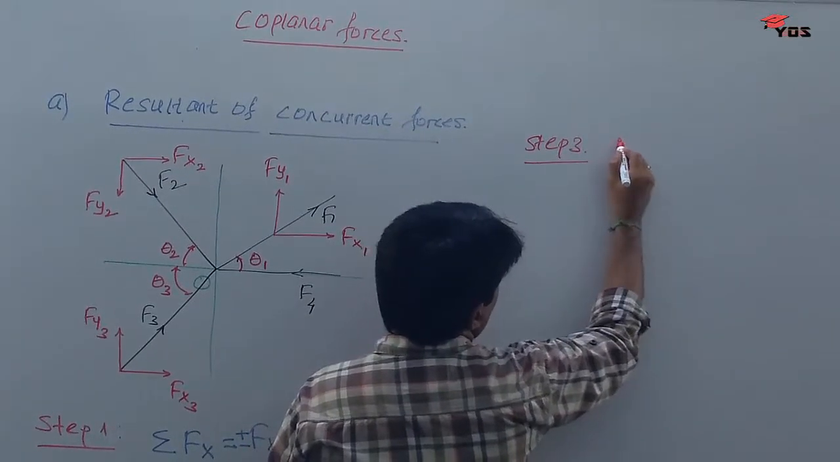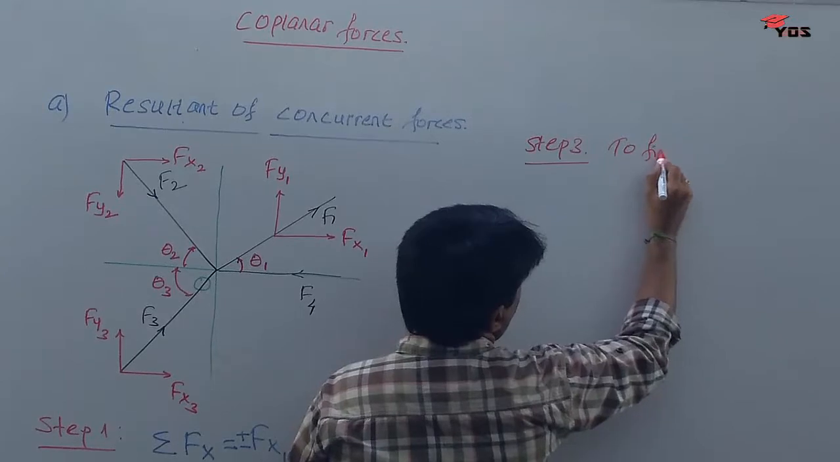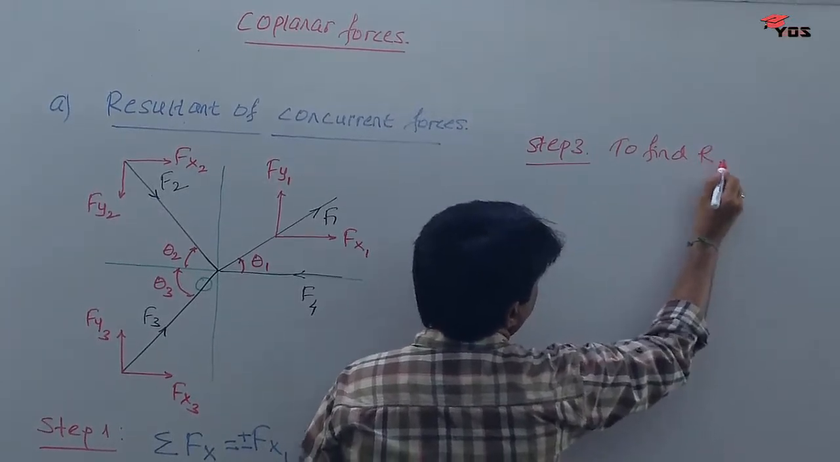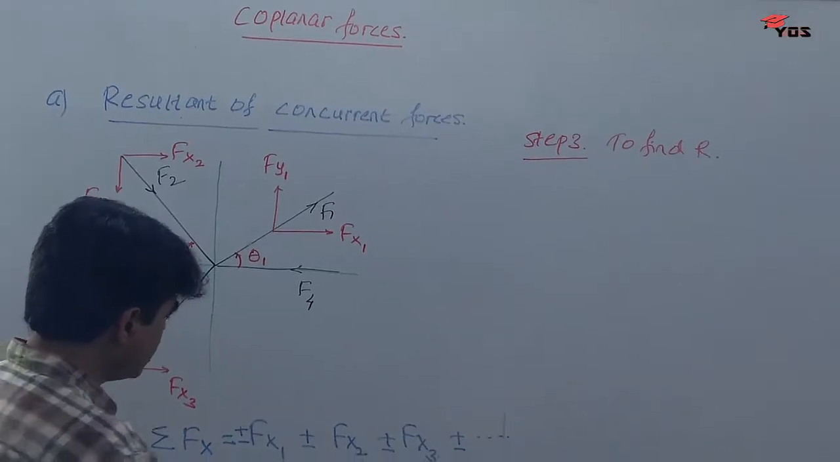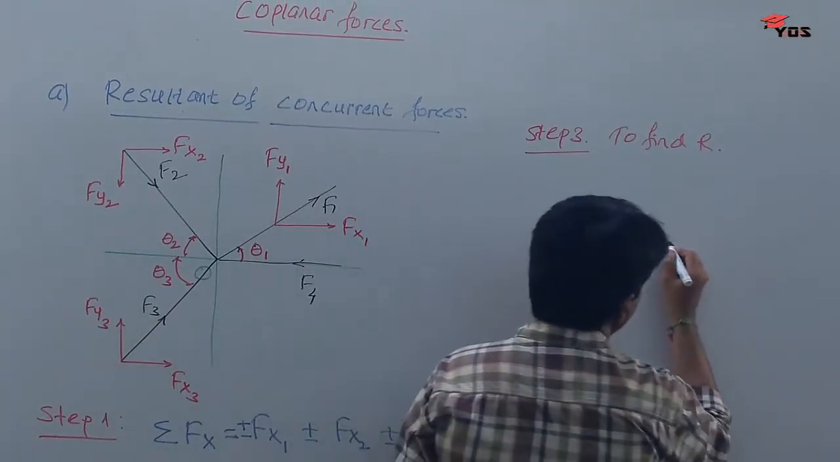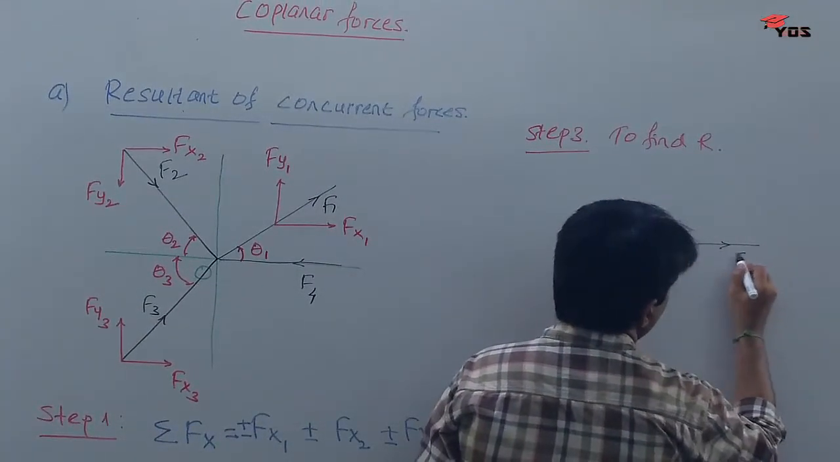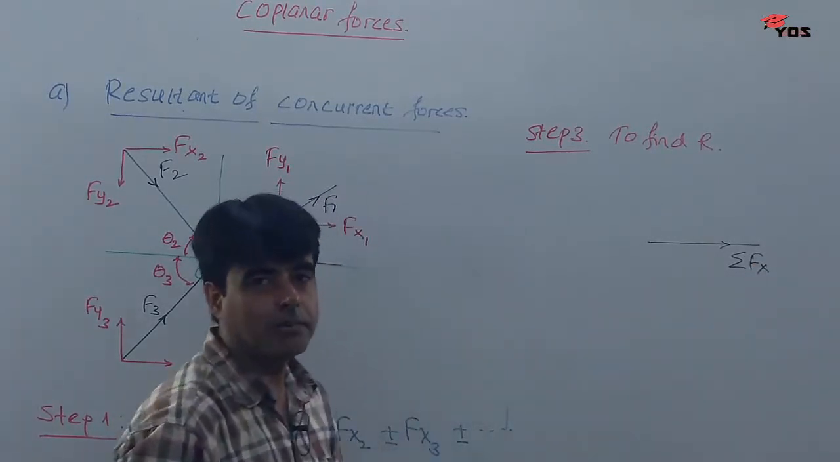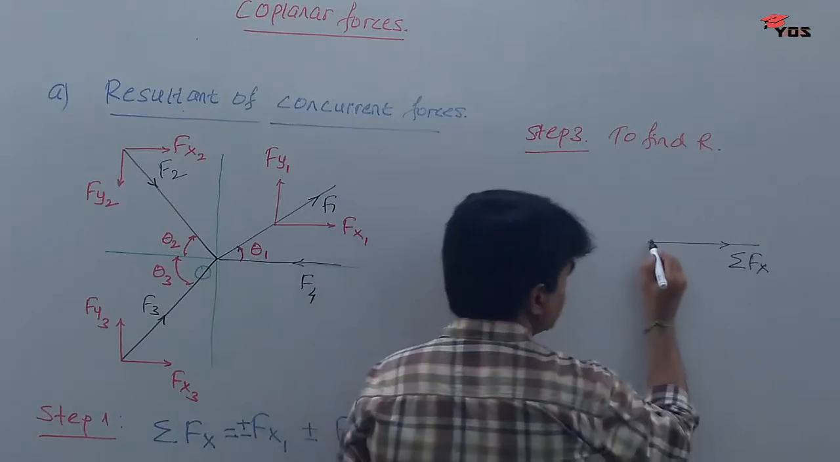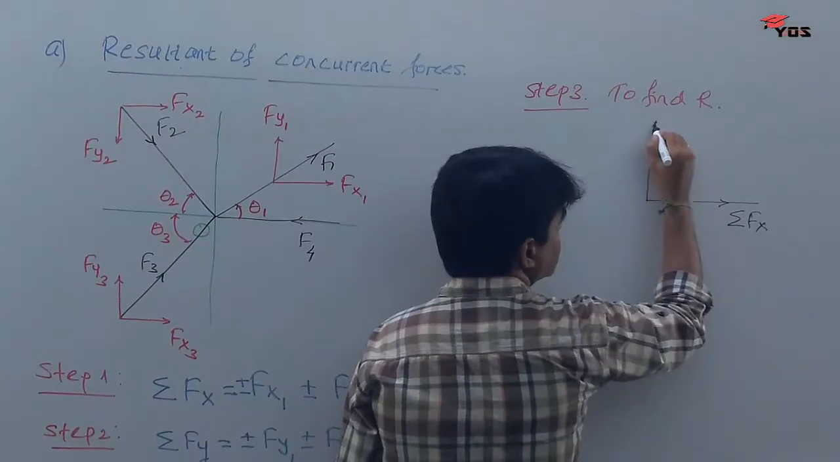Step 3. Now to find the resultant. So we are assuming that sigma Fx you are getting positive. Positive indicates the direction is towards right. Sigma Fx, because I am assuming it is positive. Same way sigma Fy is also positive. That means its direction is upward.